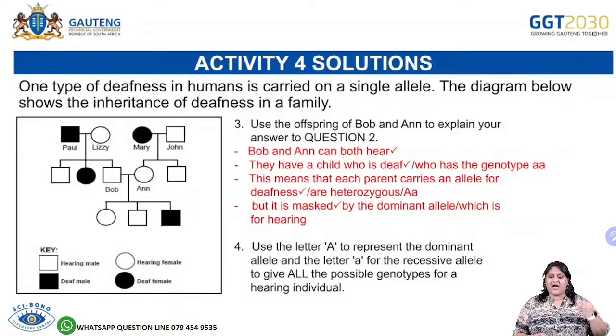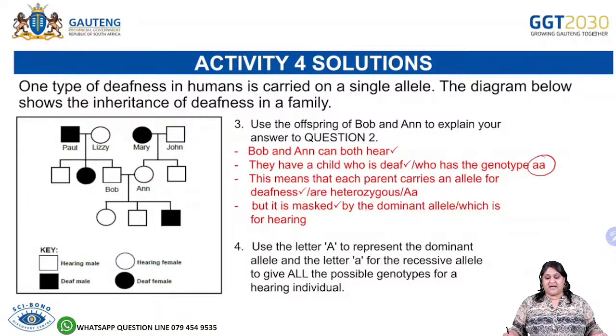But they have a child who is deaf, or you can say the genotype is homozygous recessive. This means that each parent carries an allele for deafness. That's exactly what I said, right? Each parent has to be heterozygous, or each parent has to have this recessive allele. Otherwise, how would the child have it? But this recessive allele that the parents have is masked by the dominant allele, which is for hearing.